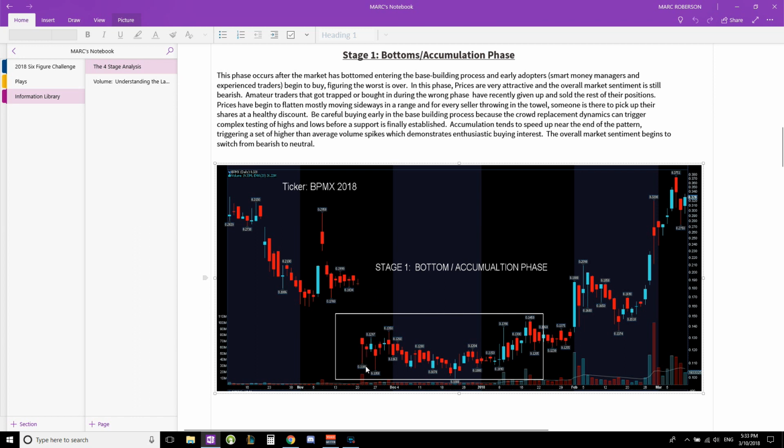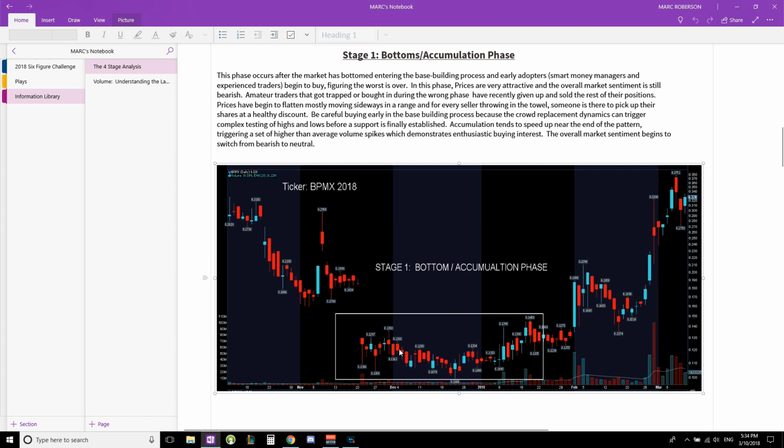Just because it gapped down and there was some accumulation behind this move, that doesn't necessarily mean that's the bottom. You have to give stage one time to develop as far as establishing what its resistance is and establishing what its solid support is. Once you're able to identify that, because you gave stage one time to identify those two, then you can start looking at possibly making an entry.